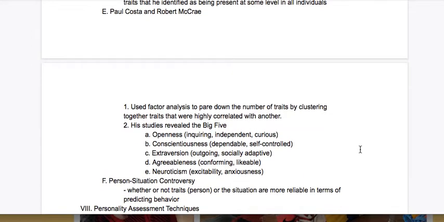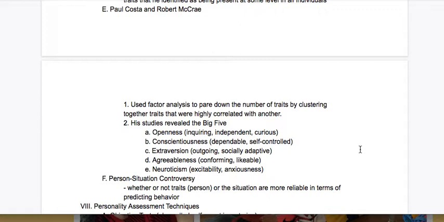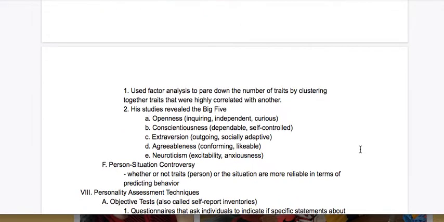Paul Costa and Robert McCrae used, again, factor analysis to pare down the number of traits by clustering together traits that were highly correlated with one another, like happy and joyful. Those are very close. Fearful and timid would also be close. And so when he did this, he studied and revealed what is known as the Big Five. And I would definitely know what the Big Five stands for. The Big Five stands for openness, conscientiousness, extroversion, agreeableness, and neuroticism. This is also known as OCEAN, and you can see why.